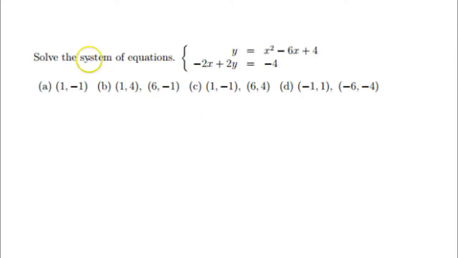Alright, in this video we will solve this system of polynomial equations. Now, by the way, at a glance I see that this is quadratic. It is squared. That means that that top equation is a polynomial. That top equation is a parabola.